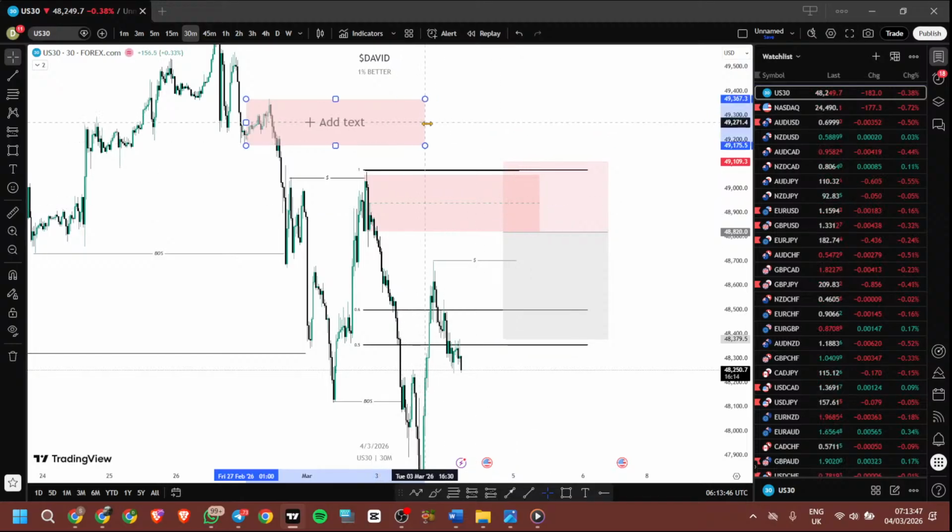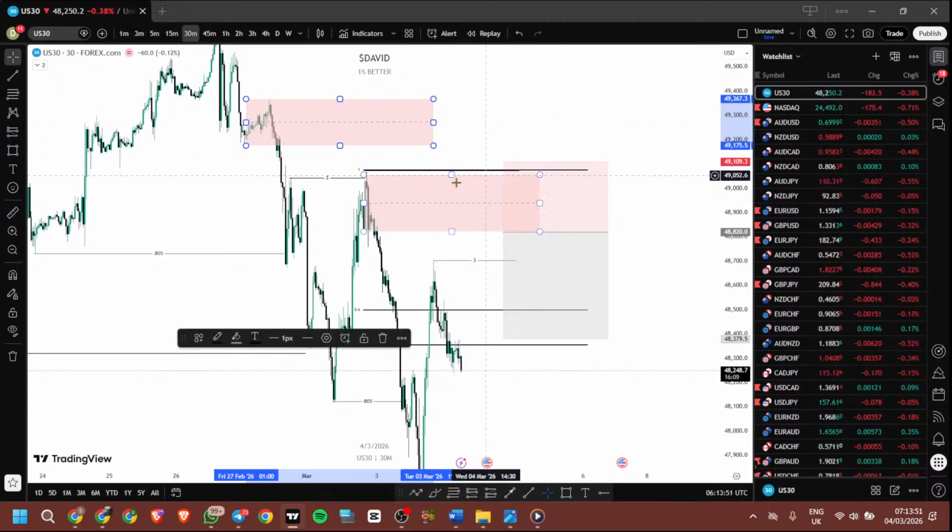Remember, this is still unmitigated, so anything can happen. This could be our first point of interest. This could be our second point of interest. But the reason why I'm going with this is because it's very close. And price can also be using this as our inducement. But I'm going to go with the point of interest nearest, right?